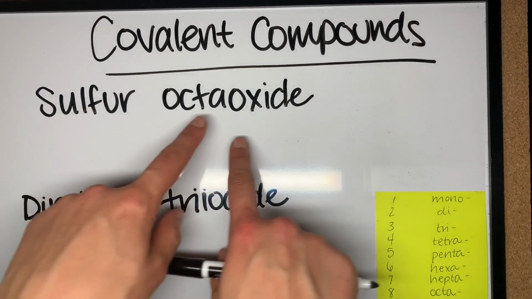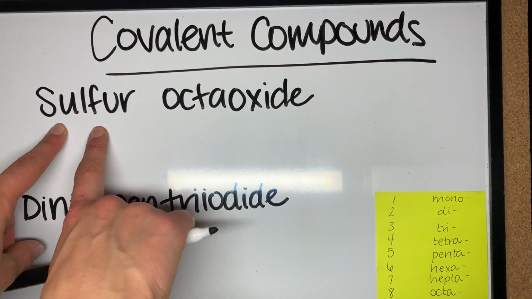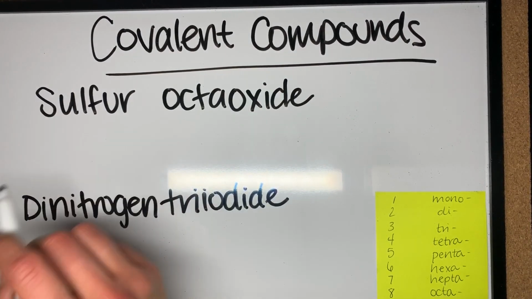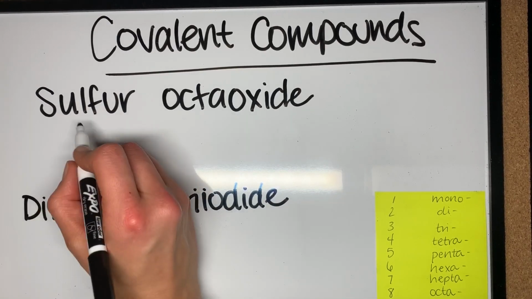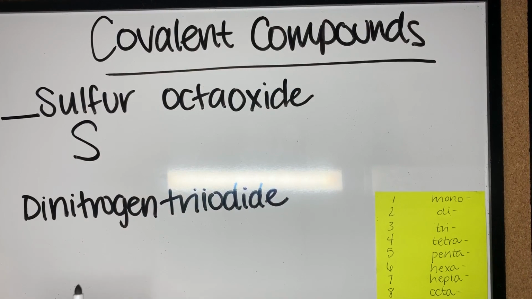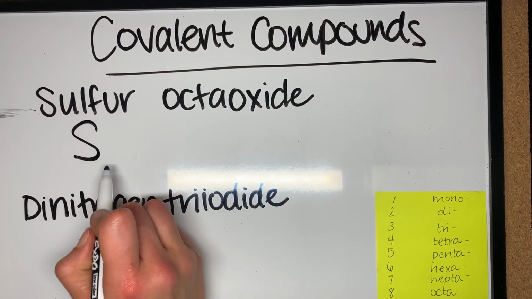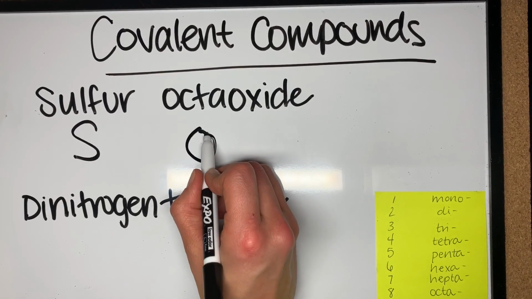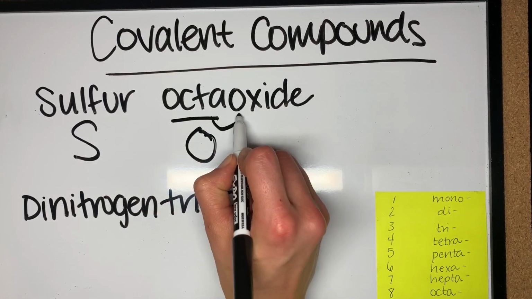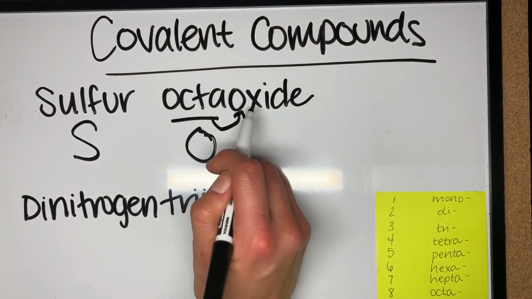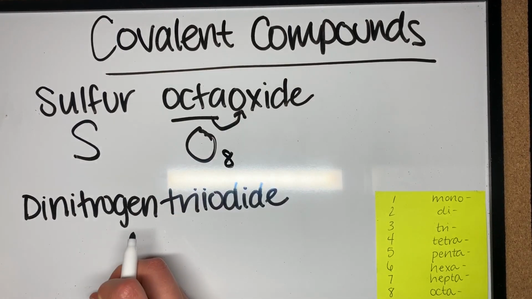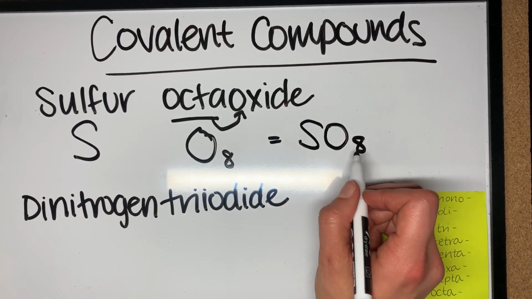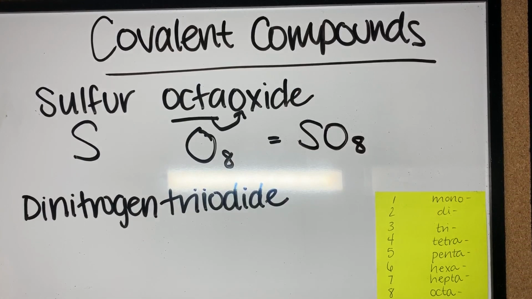So the first one, sulfur octaoxide. When you don't see a prefix on the first nonmetal, or the first part of the name, you know that means there's only one. So sulfur we know is S. The lack of prefix before it is telling us that there is only one of them. Oxide is O. The octa before the oxide means that there are 8 oxygens, so this becomes O8. Putting this together nicely becomes SO8. Again, there is no crisscrossing.